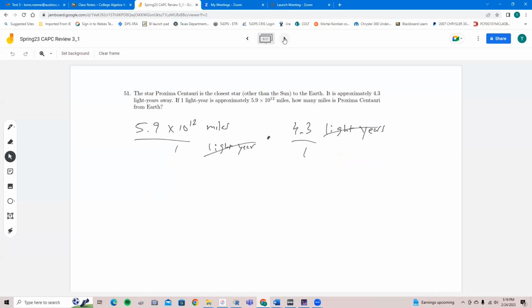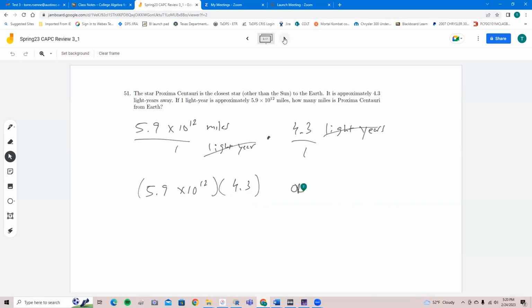All right, so you take 5.9 times 10 to the 12th times 4.3. Right, this is a product. It's three things being multiplied together. I can rearrange the terms any way I like, even though I have a times with an operator here and a times that's just by juxtaposition here. It doesn't really matter.